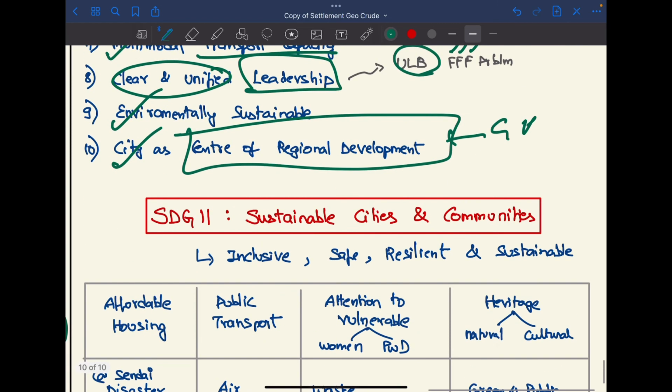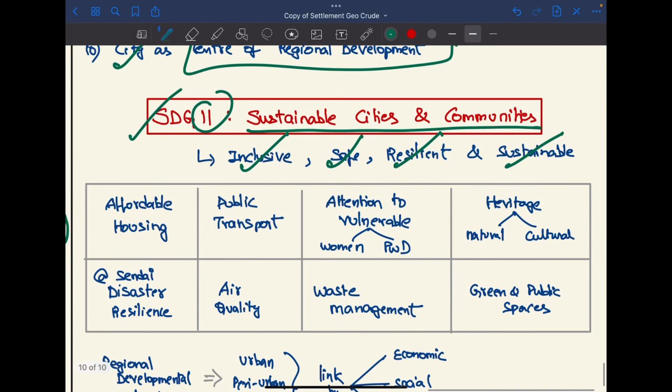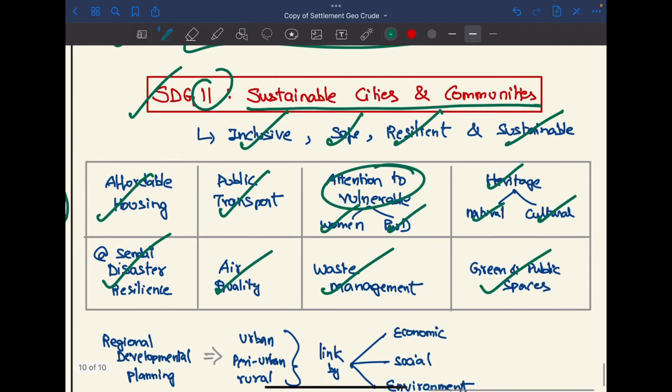Next, according to Sustainable Development Goal 11, we must have sustainable cities and communities, which must be inclusive, safe, resilient, and sustainable. Some of the things given in that are affordable housing, public transport, attention to the vulnerable like women and disabled persons, heritage both natural and cultural, following the Sendai disaster resilience framework, and air quality, waste management, green and public spaces.